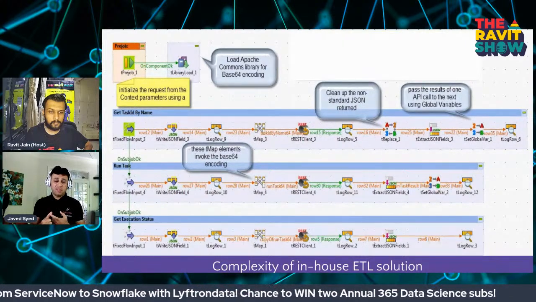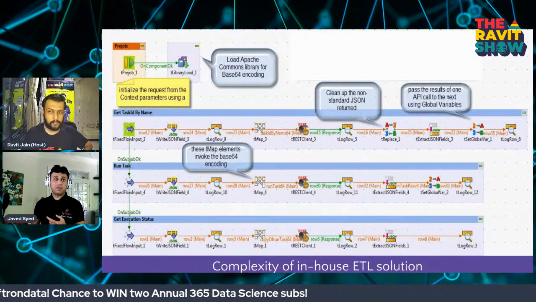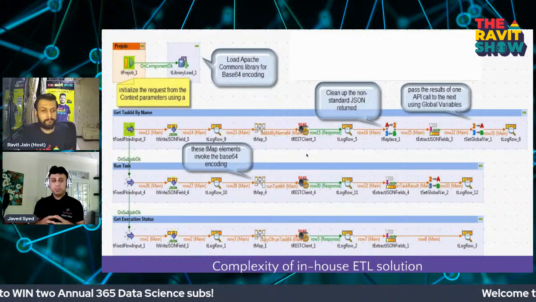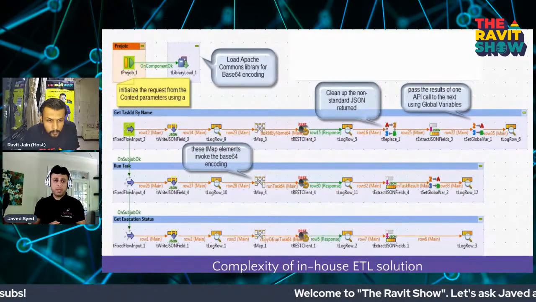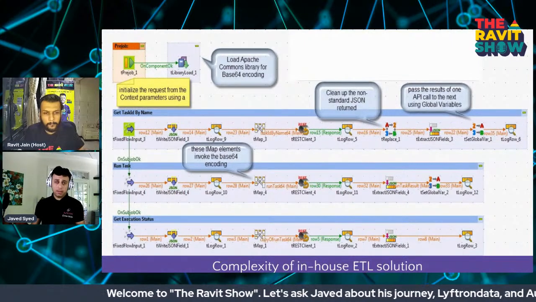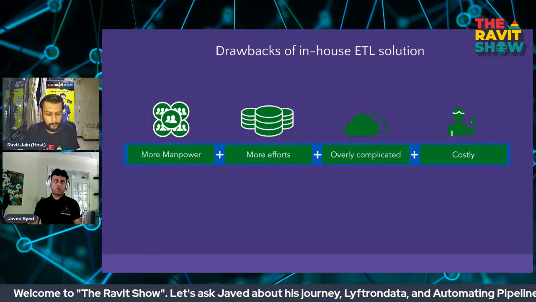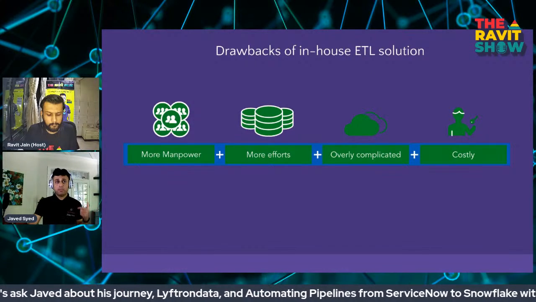So just to read a single endpoint, it takes a 4 to 5 step process, and you can see how complex it would be. Normally, one endpoint takes anywhere from 40 hours for one person, one manpower, to do. So this is where we consider these the bottlenecks. You can see the drawbacks of an in-house ETL solution. You will require more manpower. You will require more effort.